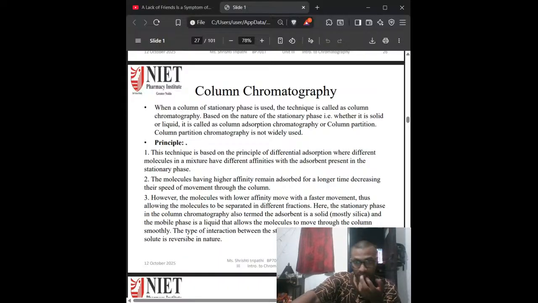The technique is based on the principle of differential adsorption, where different molecules in a mixture have different affinities with the adsorbent present in the stationary phase.